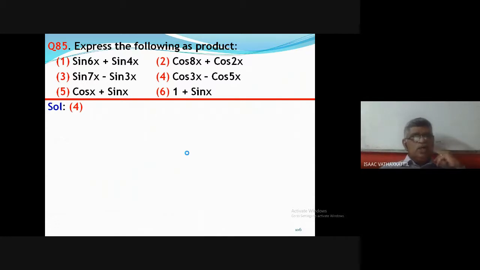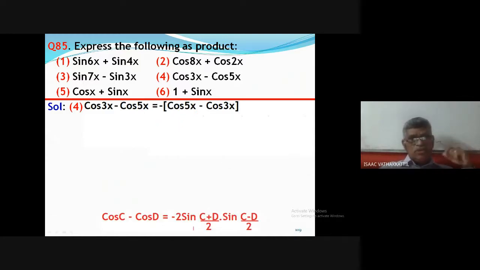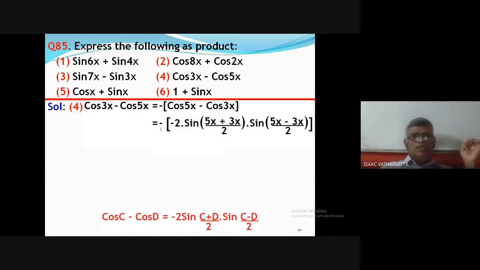Fourth one is cos C minus cos D. There you have to remember, I prefer the bigger one first. So take minus out and write cos 5x minus cos 3x. This is to avoid some other confusion, to avoid a negative angle. So minus is outside now. Now what is cos C minus cos D? Another minus is coming, don't worry. So minus of minus 2 sin (C+D)/2 into sin (C-D)/2. This minus into minus will be plus now. Answer will be 2 sin 4x into sin x.